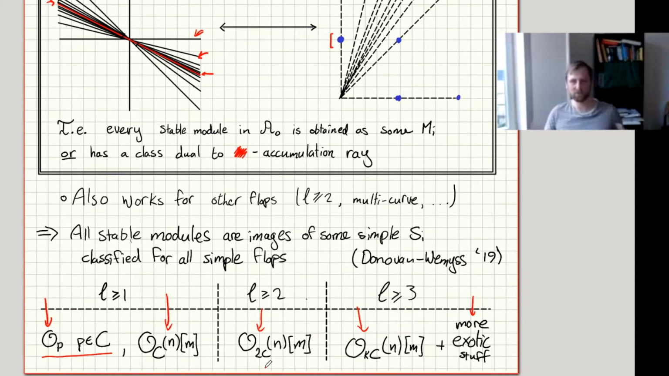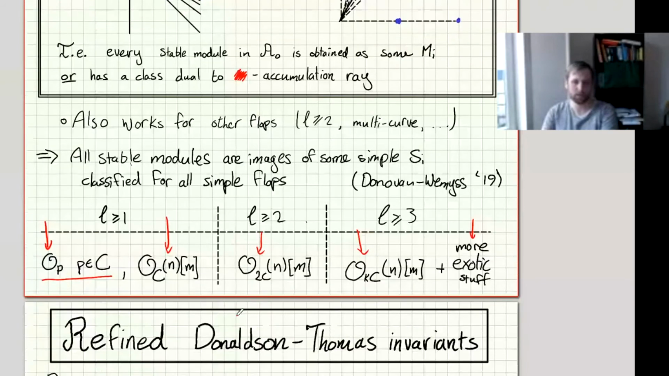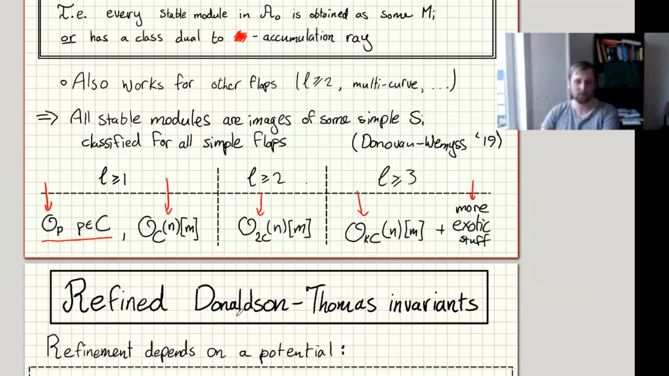This gives us the whole picture of our extension to more classes. If we want to know about the DT theory, we only need to count points and curves. Then the second point is to refine these invariants, so to add in the deformation theoretic data and see what sort of motivic invariants or Hodge theoretic invariants we can extract. These invariants depend on a potential, which encodes this deformation theoretic data.